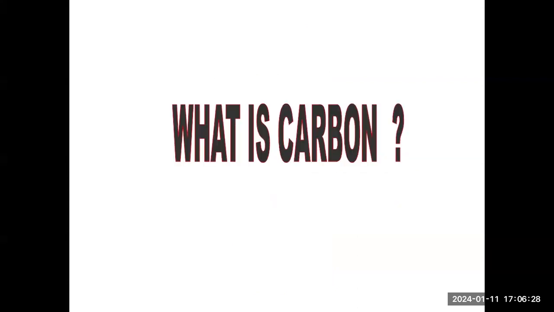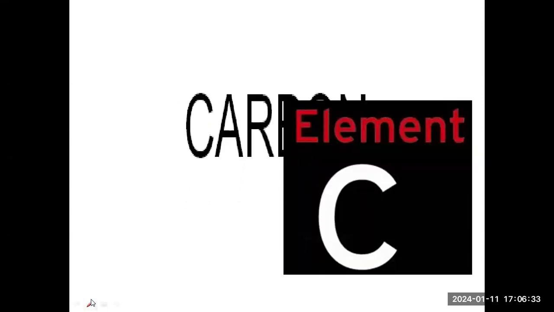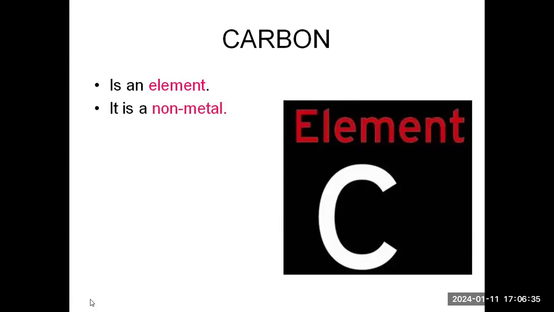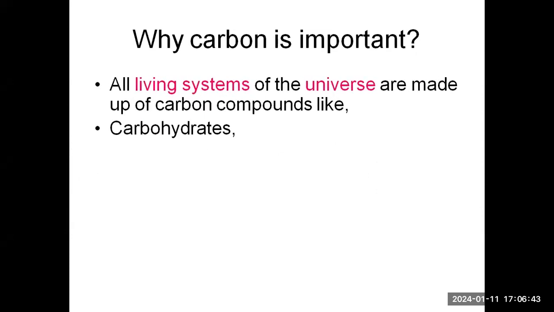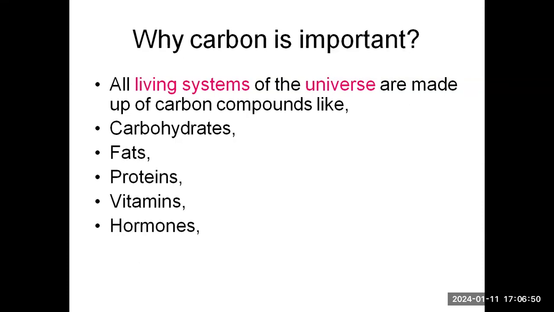The first thing in this chapter is what is carbon? Carbon is a non-metal and it has the atomic number 6. It is a very important element because it is present everywhere in the living system. You just go on making the list and you will see that carbon is present everywhere, like the basic of life: carbohydrates, fats, proteins, vitamins, hormones, nucleic acids. They all contain carbon in them.